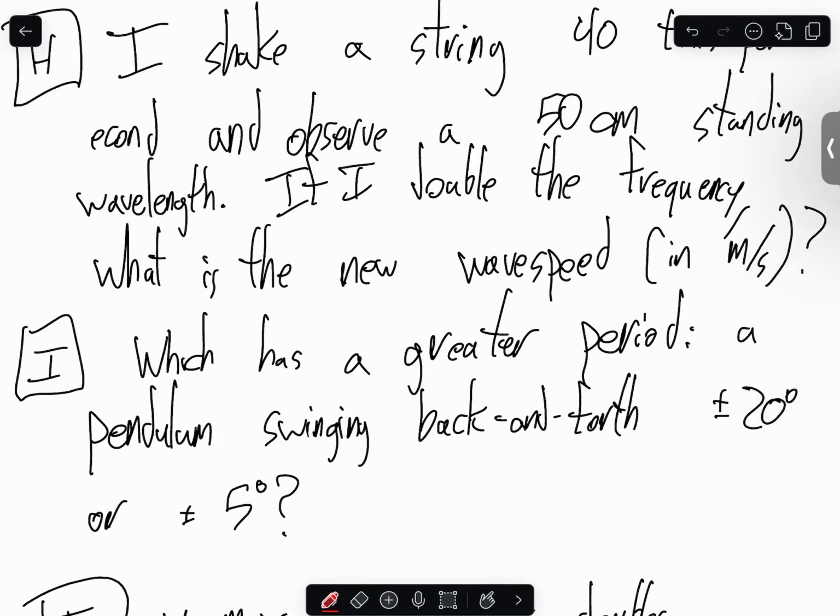Just tell me, real fast, which has a greater period? A pendulum swinging a big swing, 20 degrees back and forth, or a pendulum giving a faint swing, 5 degrees back and forth. You may use the equation that we wrote down before, by the way. Period is 2 pi over omega, if you wish.